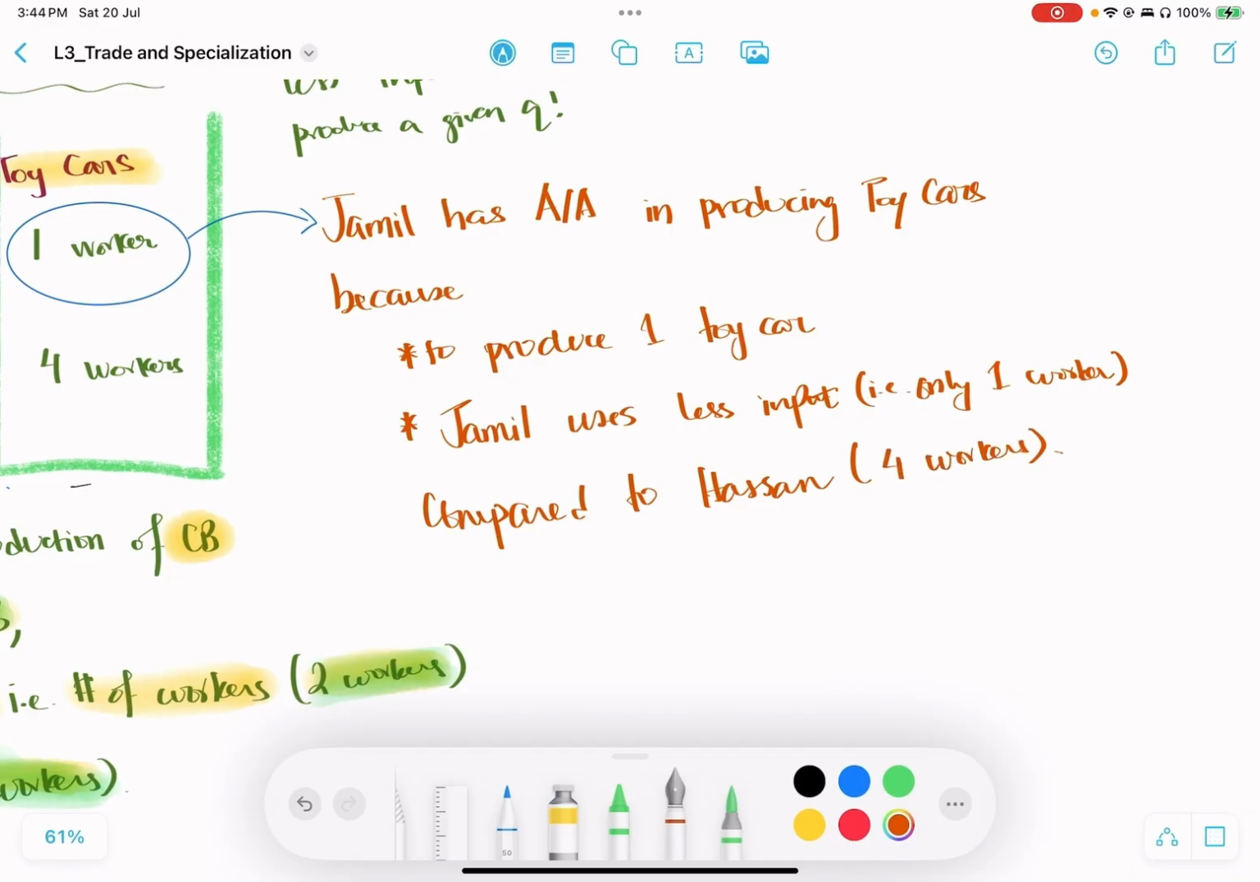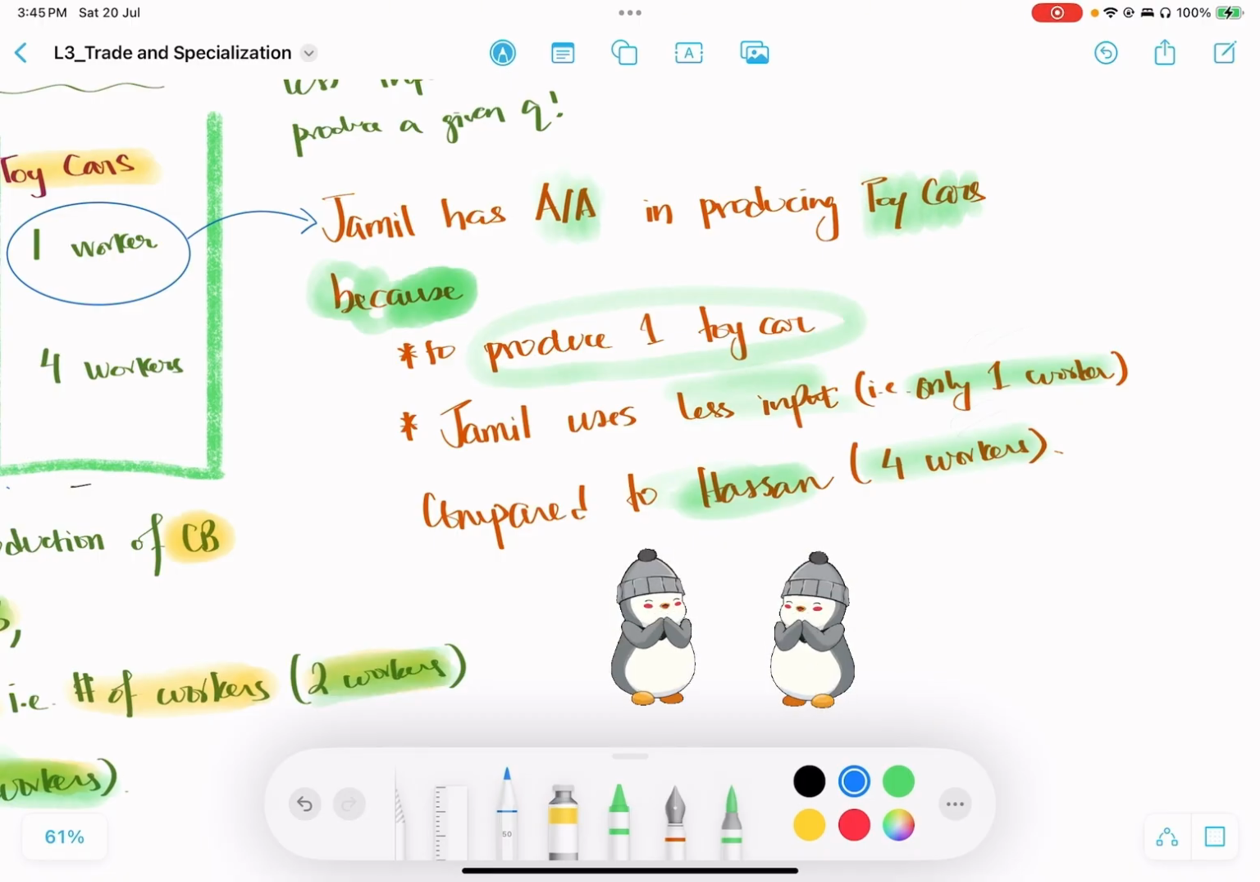Once again, I'm sure I don't need to point it out to you guys anymore. You're pros at this. Whenever you're saying that Jamil's the one who's got the absolute advantage when it comes to toy production, you always have to tell me why if the question asks for it, because both of them have the same target to produce 1 toy car, but Jamil is using less input than Hassan. And what's his input? Only 1 worker, whereas the input for Hassan is 4 workers. That is a clear reference to what is happening in the table. And with that, we complete our discussion of absolute advantage.